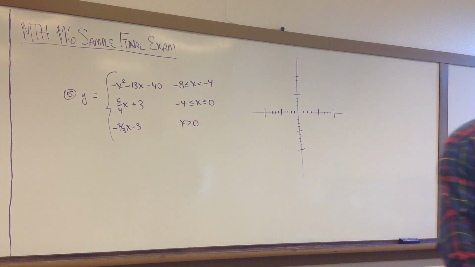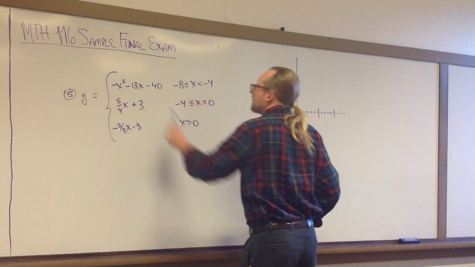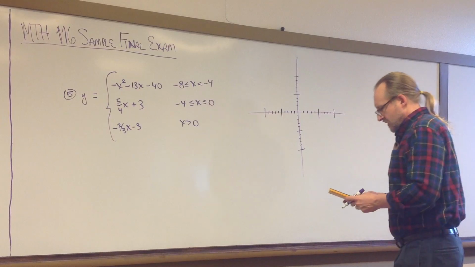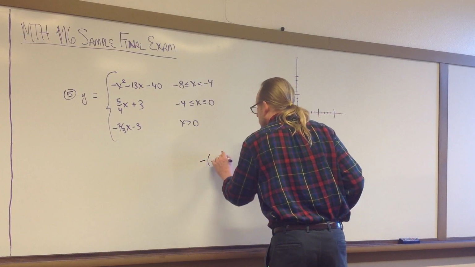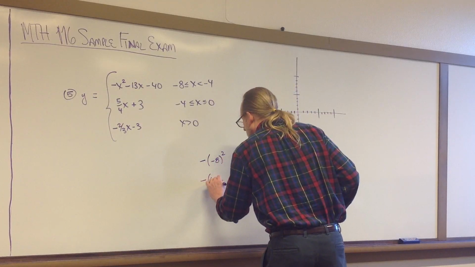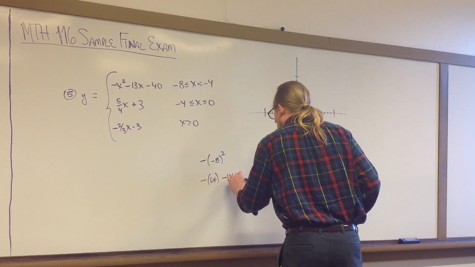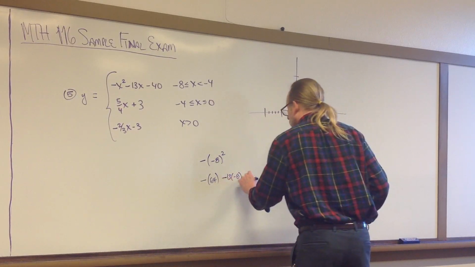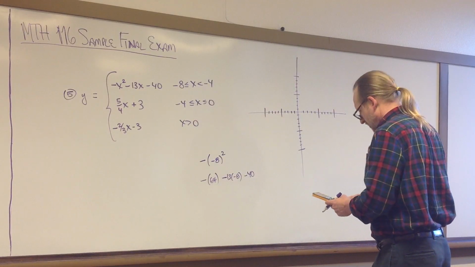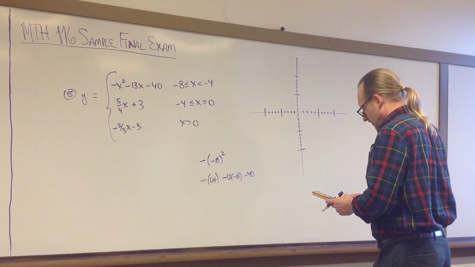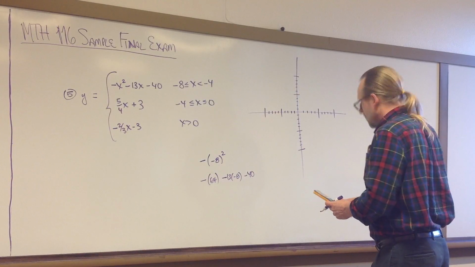So, first off, from negative 8 to negative 4, I'm just going to take negative 8 and plug it in here and see what we get. Be careful because you've got negative 8 squared, and so that's going to be negative positive 64. Minus 13 times negative 8 minus 40. So let's see here. Negative 64 plus 13 times 8 minus 40 is 0.